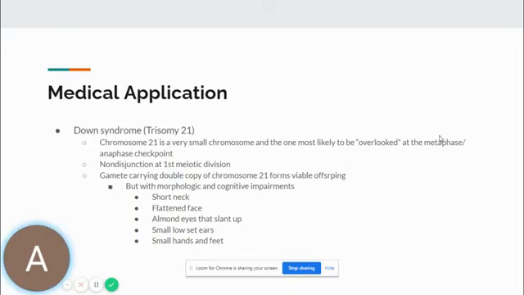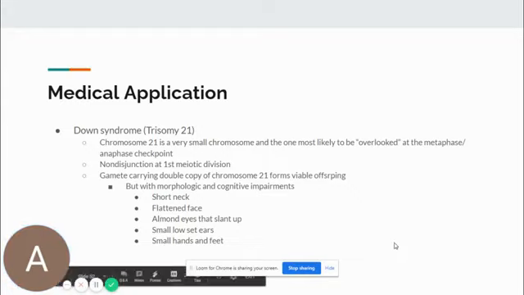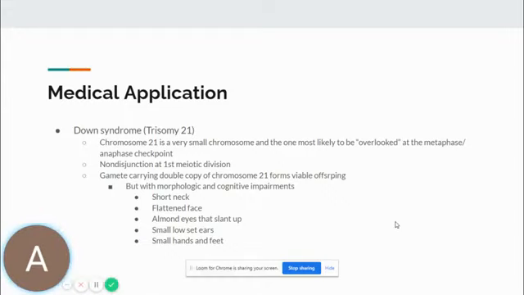This is a gamete carrying a double copy of chromosome 21 rather, which forms a viable offspring, so nabubuhay pa rin, but with morphologic and cognitive impairments such as short neck, flattened face, almond eyes that slant up, low set ears, small hands and feet. No, marami pang iba depending on the amount of information from chromosome 21 that was carried over to the resulting gamete. So there are also trisomies that are called mosaic. So hindi kompleto, hindi buong chromosome 21 ang na-carry over, no? So ito yung mga very important medical applications.